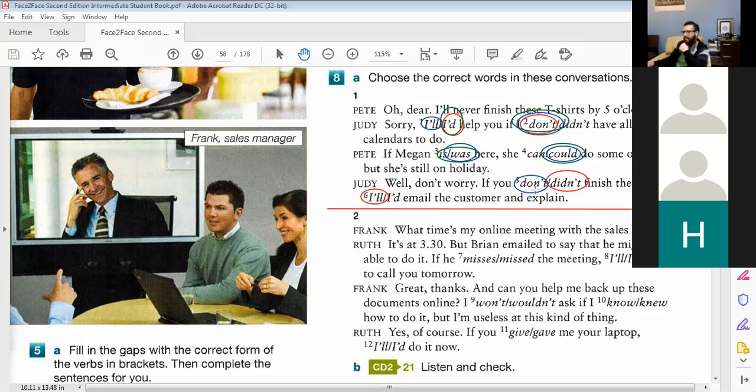And in the last sentence? Well, don't worry. If you don't finish them, I'll email the customer and explain. Okay. Hajar, do you want to make any changes to the sentences that aren't yours? Do you think you need to change anything? Or no? Okay. The good thing is there are different answers, so this means one of you has to be wrong.